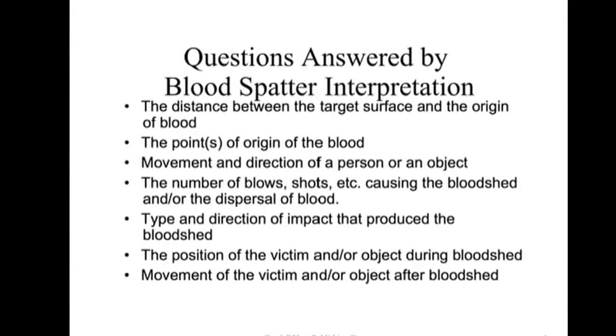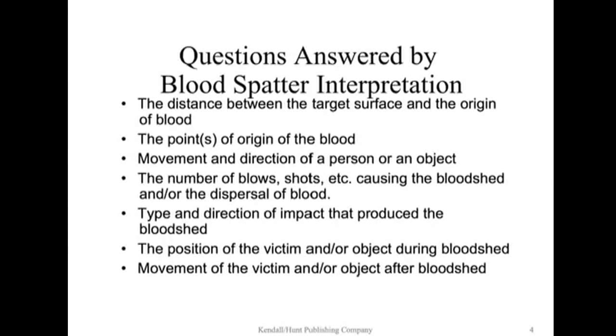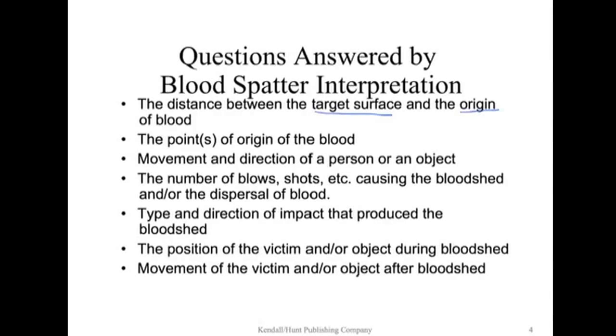All right, so what does blood spatter tell us? Well, it's going to tell us the distance between the target surface and the origin of the blood. So you're going to be looking from one point to the next, and you're going to be able to tell the difference between those two. The point or multiple points of origin of the blood, so where did it come from? If it's a cast off from a head wound, was a person standing, was a person kneeling? Those are all things that you'll be looking at.